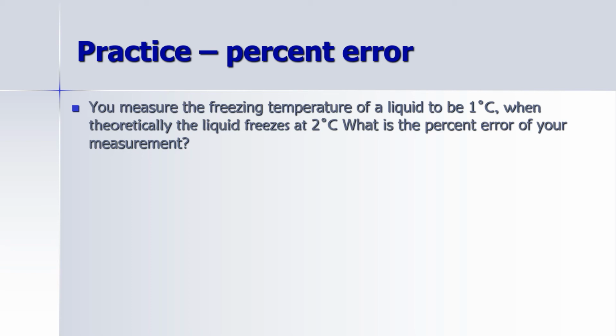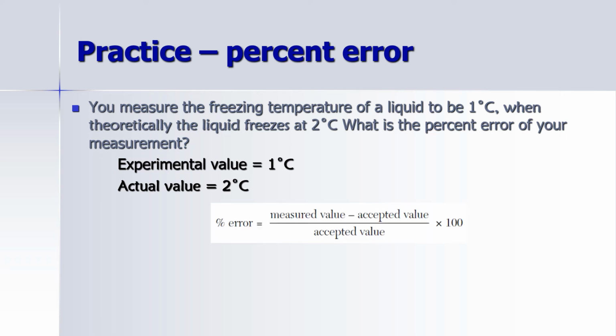So here the question is saying you measure the freezing point of a liquid to be 1 degree Celsius when theoretically the liquid freezes at 2 degrees Celsius. So what is the percent error? Now, things that we know here is that our experimental value is 1 degree Celsius and the actual value is supposed to be 2 degrees Celsius. So we can go ahead and put this in the equation. So we do the measured value, which is 1 degree minus 2 degrees, the accepted value, divided by 2 degrees Celsius times 100. Okay, we do our math and we get negative 1 over 2 times 100.